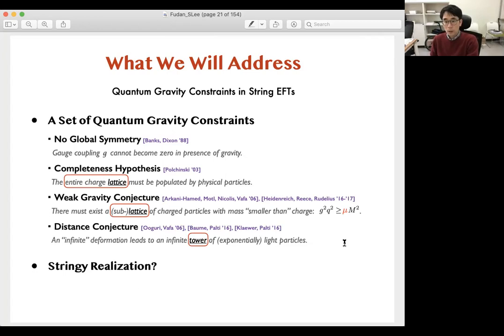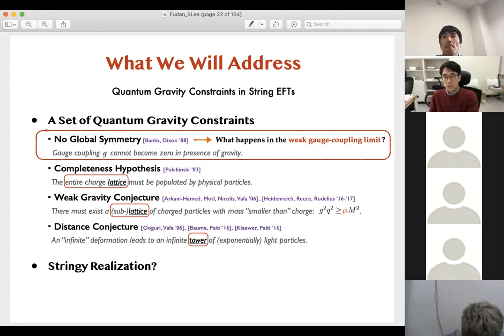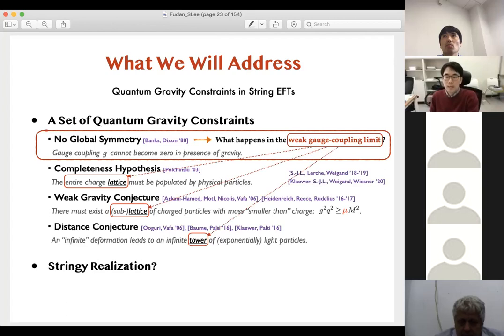Now we will aim to see if and how these constraints are realized in string theory setups. For this purpose, let's say we try to violate the first conjecture in a given string EFT and then see what happens. Specifically, by appropriately deforming the string geometry, we deform the effective physics in such a way that the gauge coupling does tend to zero while the Planck mass is kept fixed. This is what we will call a weak gauge coupling limit in this talk. Then in such a situation, we will be led to this miraculous observation that a light particle tower obeying all the specific criteria indeed arises.